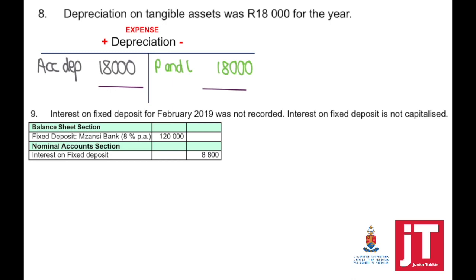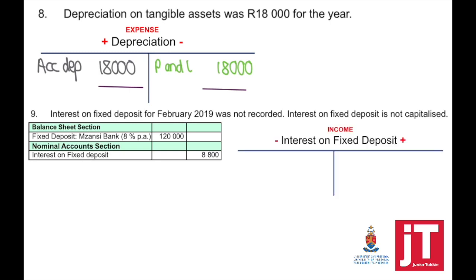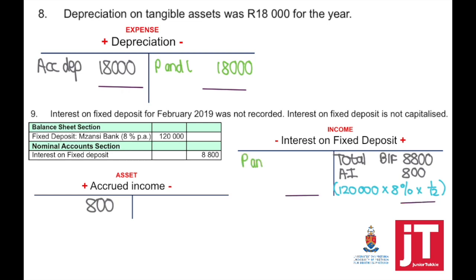When interest is then received monthly, bank will be debited. If interest is still outstanding at the end of the accounting period, then I cannot debit bank. Then accrued income will be debited. So to solve this, interest on fixed deposit is an income. The total brought forward is 8,800. 120,000 times 8% times 1/12 means 800 is still outstanding. So our total interest for this accounting period is 9,600.